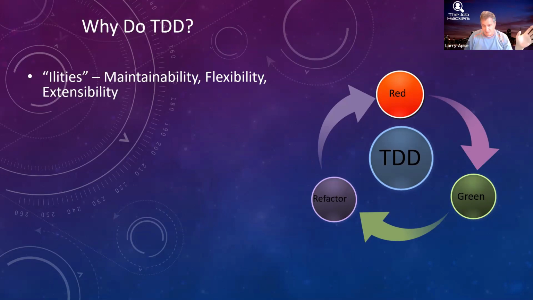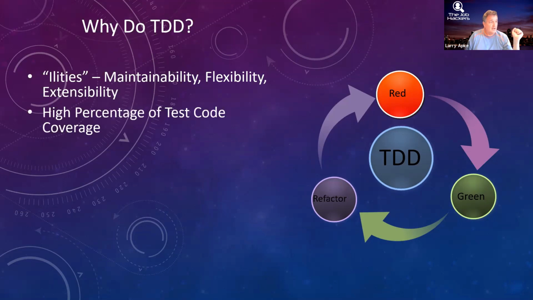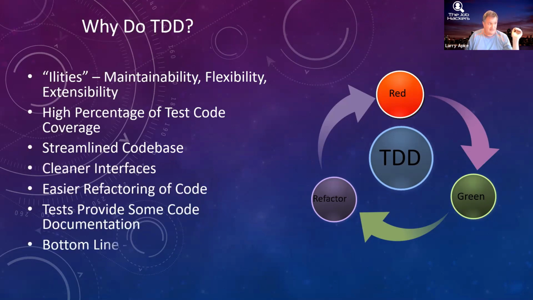It's inevitable that the more code you have, the harder it is going to be to maintain and extend and do all the things you need to do in the future. You get good code coverage when you do test-driven development, obviously, because you're writing a test for everything you write. You get cleaner interfaces. It's easier to refactor, et cetera. Basically, you do TDD because it's higher quality.